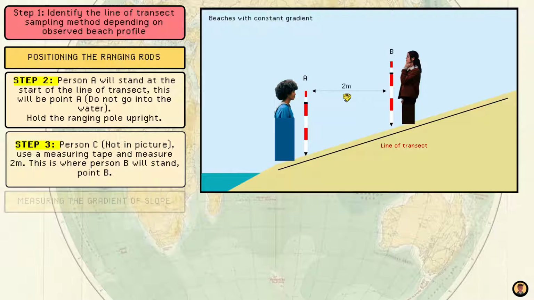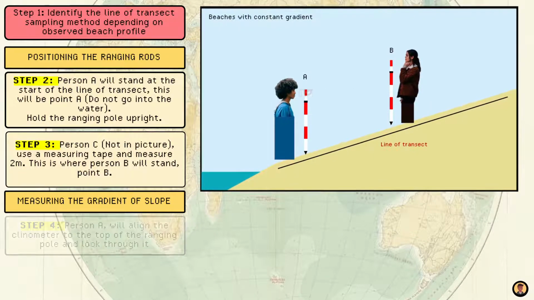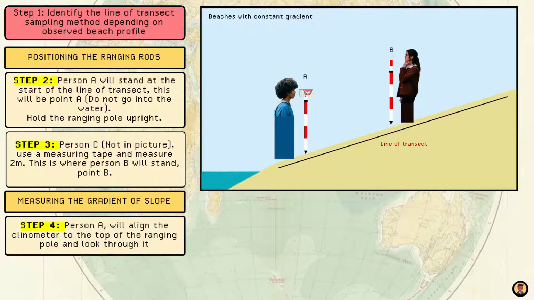Next up we have measuring the gradient. So now we have already put the rods in place. What we want to do is measure the gradient of the slope, right? Okay, so person A will align the clinometer to the top of the ranging pole and look through it. So you see here, you have the clinometer aligned to the top of the ranging pole, and person A is looking through it.